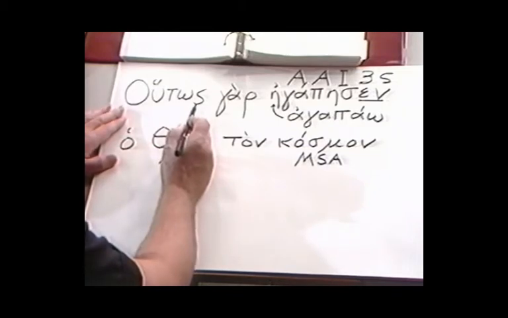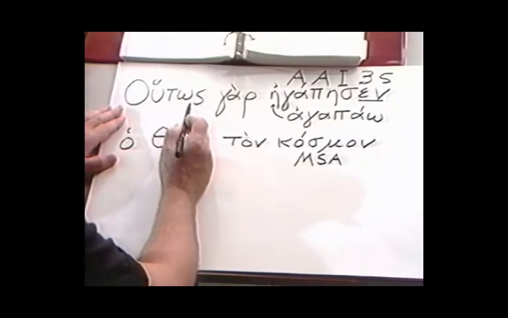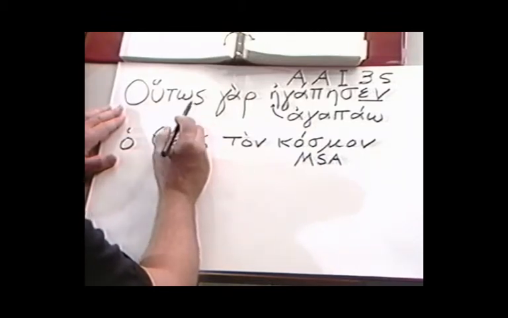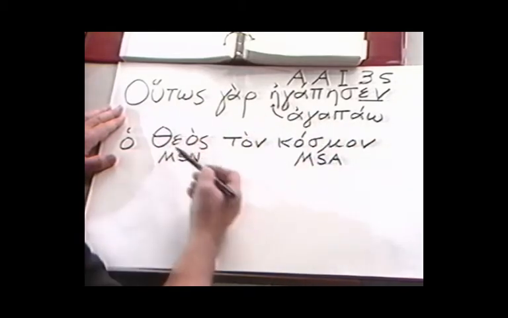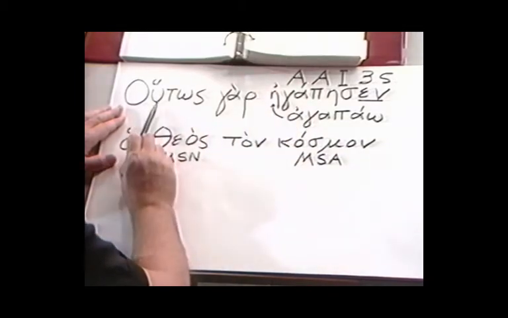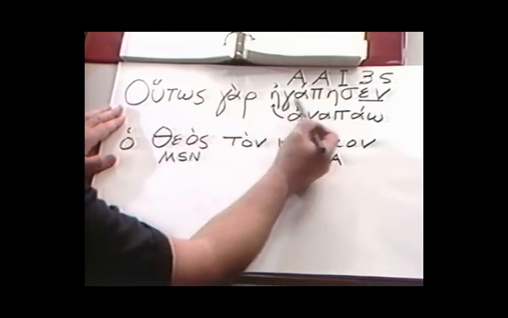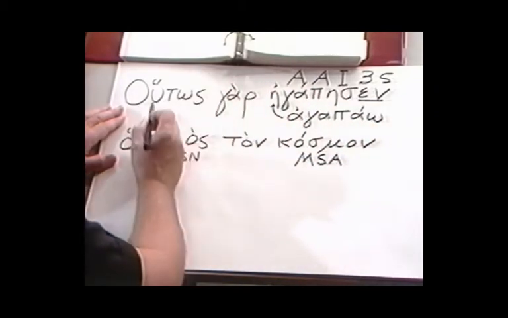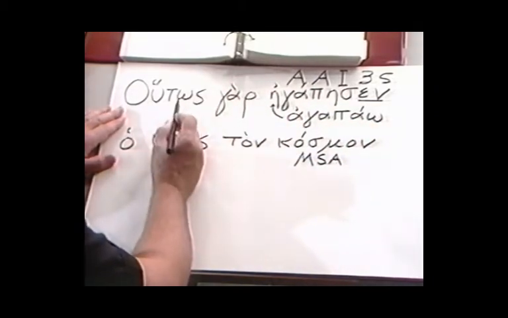The first word here, houtos, is an adverb. What do adverbs do? Basically, adverbs modify verbs. They can also modify adjectives, and they can modify other adverbs. But for the most part, adverbs modify verbs. Now, in this clause, where is our verb? Agapesen. So that must mean that this adverb is modifying this verb, agapesen. This adverb houtos means so, or thus, or in this manner, or in this way.